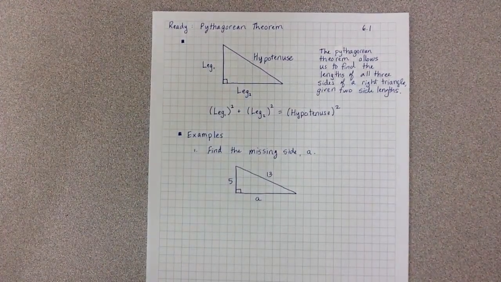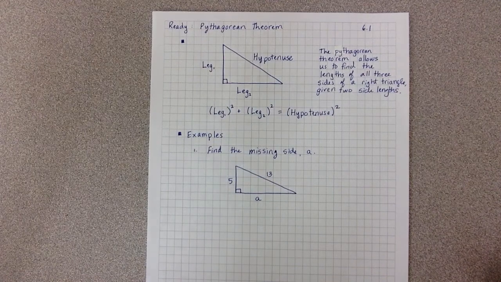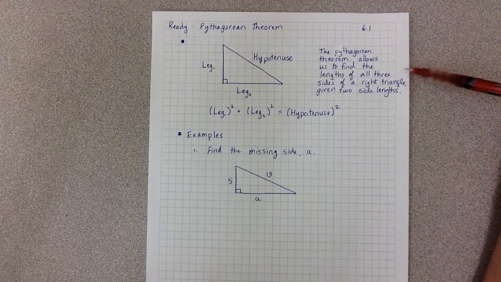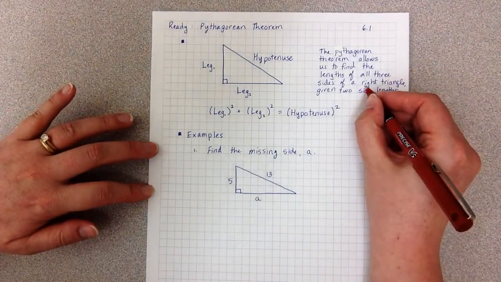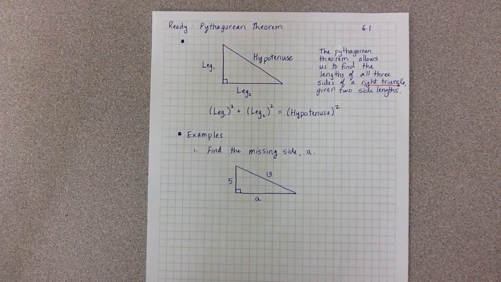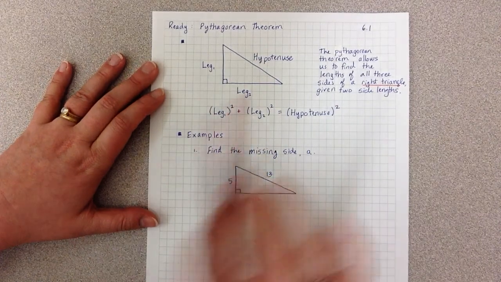These are the notes for Ready in 6.1, and they're an introduction to the Pythagorean Theorem. The Pythagorean Theorem allows us to find the lengths of all three sides of a right triangle given two side lengths. So just a quick bit of notation here.